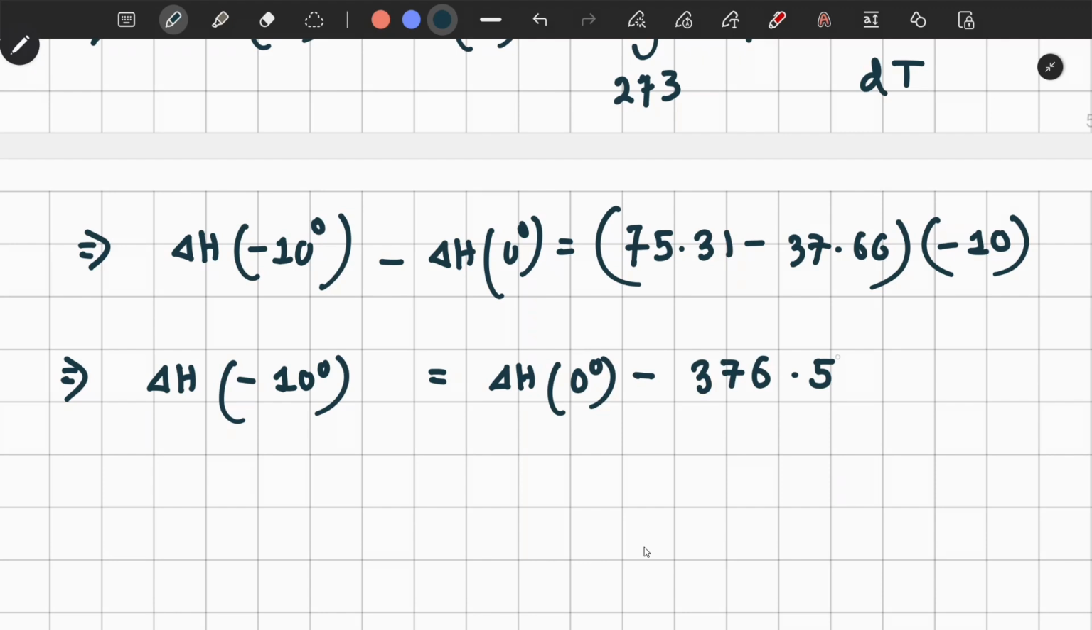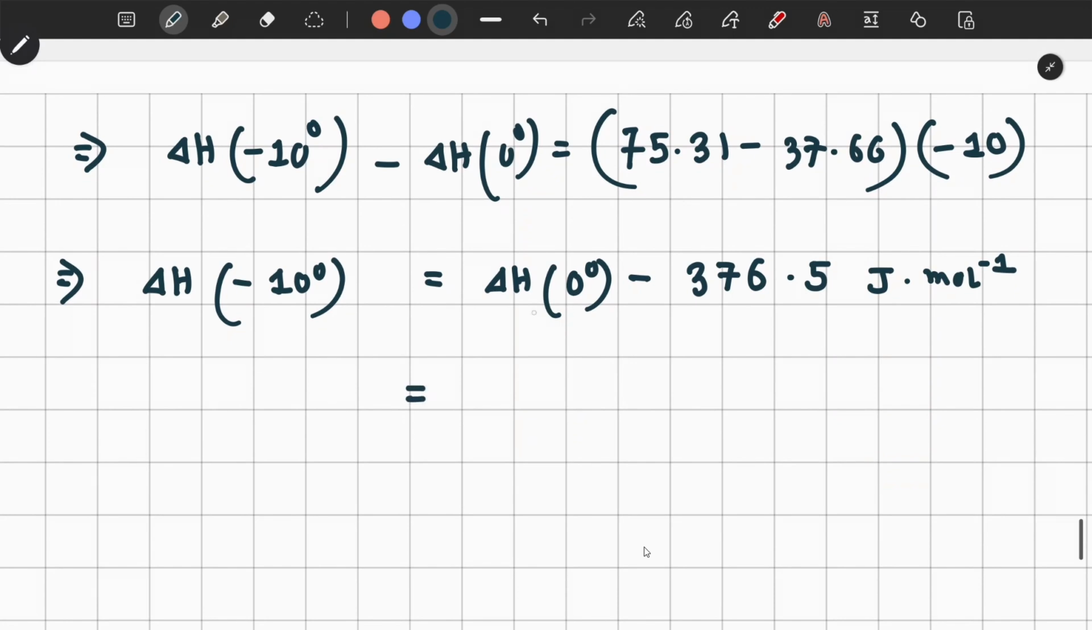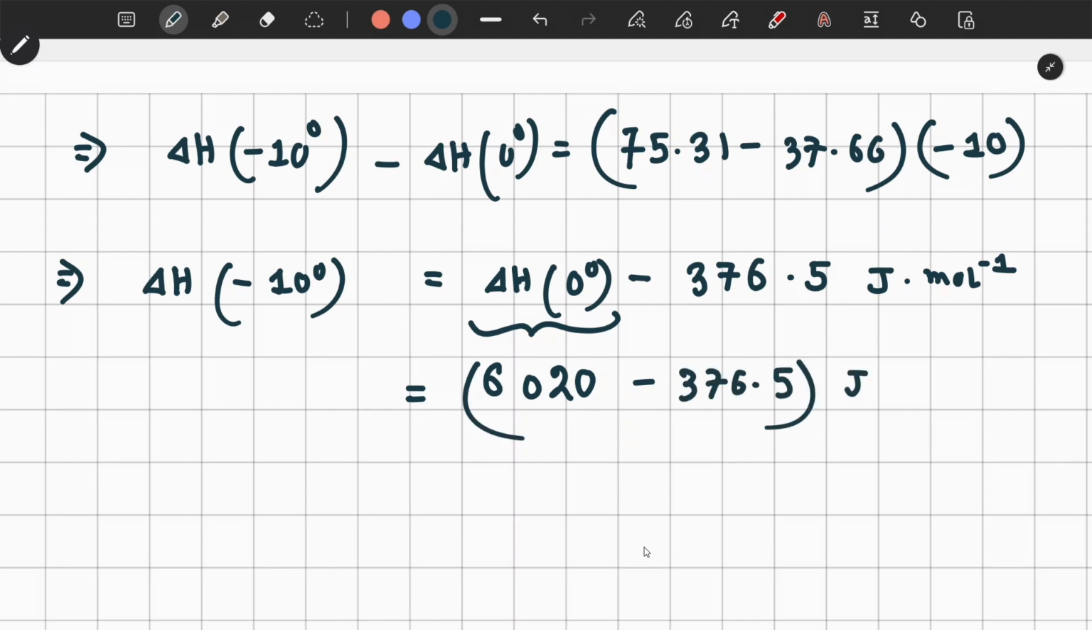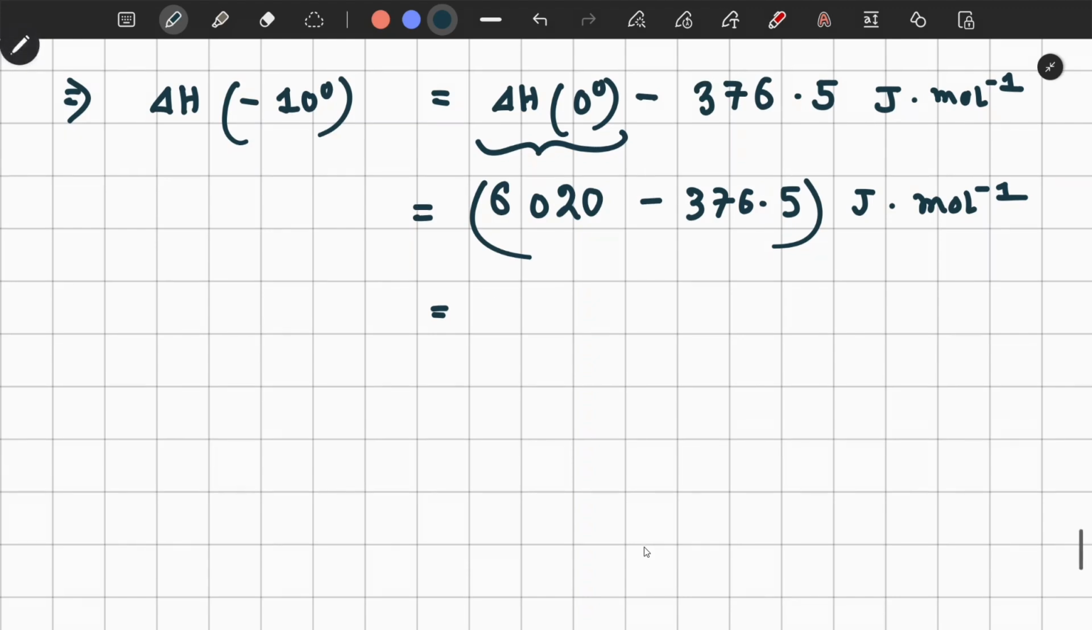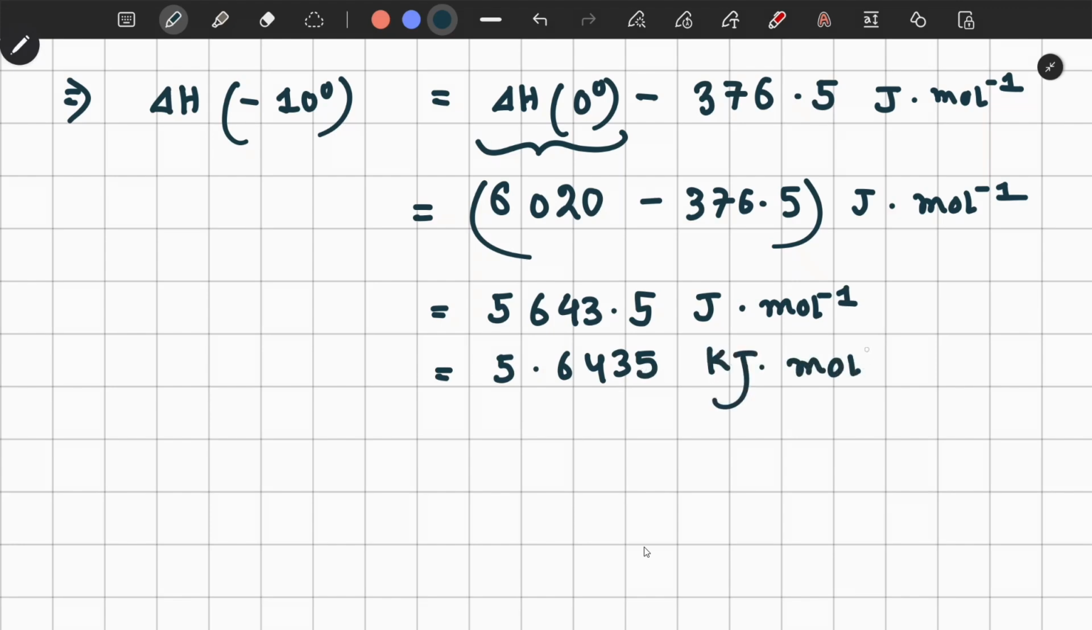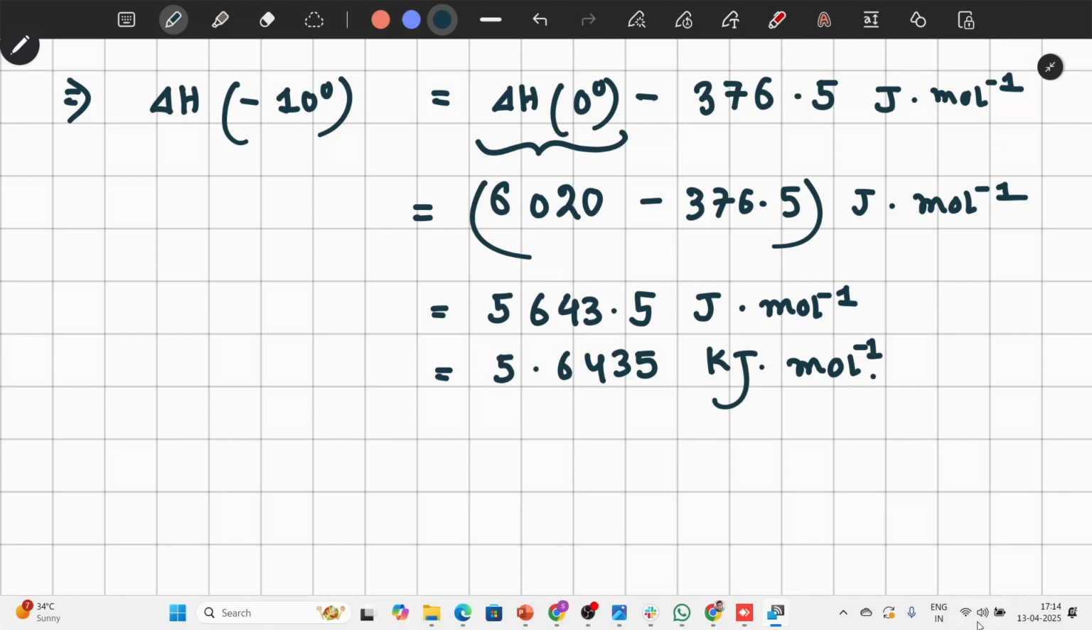What will be the unit? Joule per mole. This value was given as 6.02 kilojoule, that means 6020 joule. Minus 6.0... This is the answer. Yes.